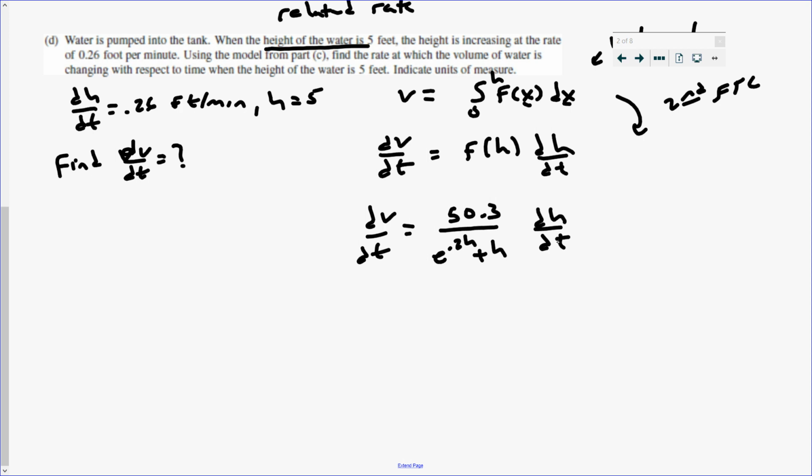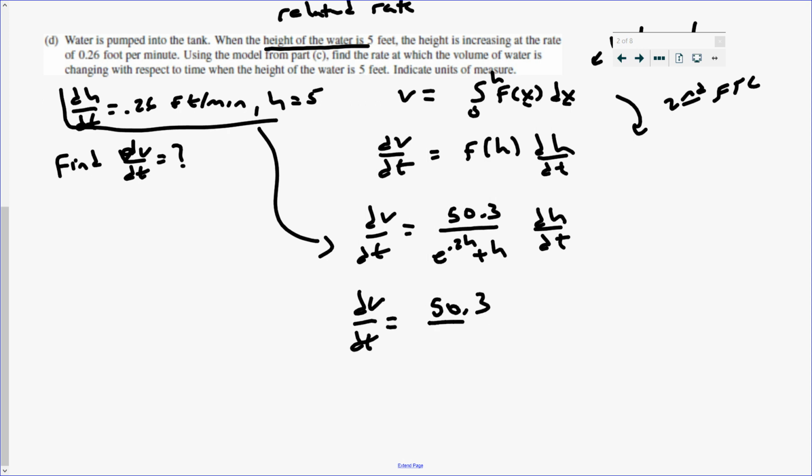And now we're just going to plug in our values. So dV dt would equal 50.3 over e, now h is 5, right? So that just becomes e to the 1 plus 5, times dh dt, they're telling me is 0.26. And if you type that in your calculator, which I already did for you, you're going to get 1.694, and you still get this 419. But this is all we will need, the first three decimal places.